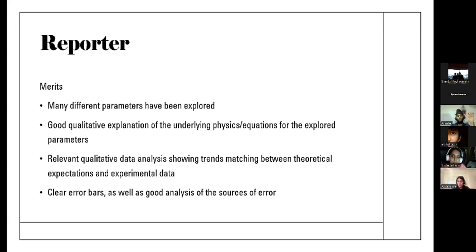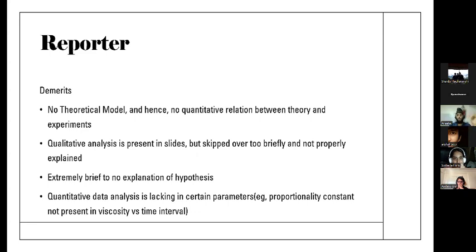There is a very good qualitative explanation of the underlying physics or the equations for the explored parameters. There is also a very relevant qualitative data analysis that shows the trends between the theoretical expectations and the experimental data. And finally, the reporter has done a very good error analysis. What this means is that the reporter was able to provide very good sources of error, both the ones they were able to analyze and the ones they weren't. Along with that, they were able to provide the future improvements that could have been made to the setup to perhaps reduce these errors. And the reporter has also provided very clear error bars in every single graph to clearly show the uncertainty in this system. However, there were many demerits in the report as well.